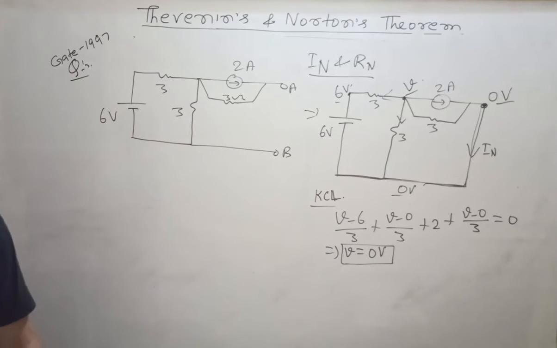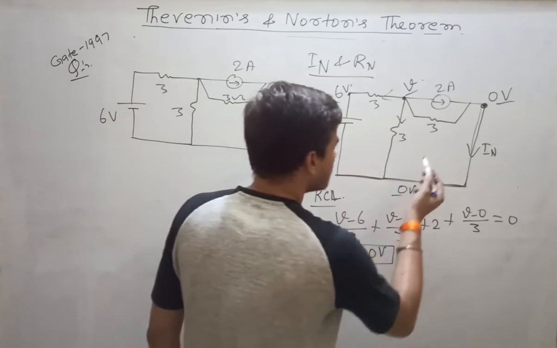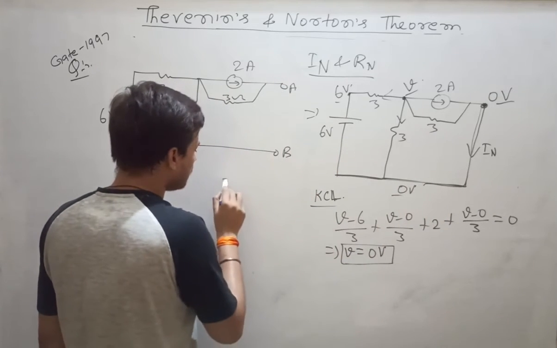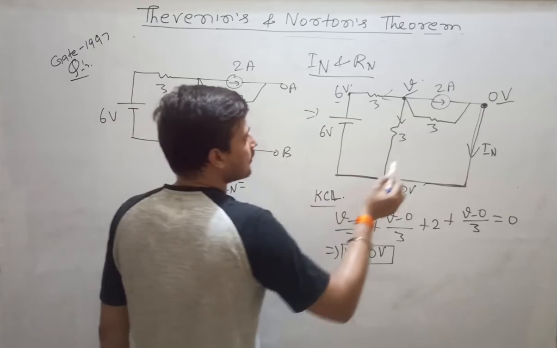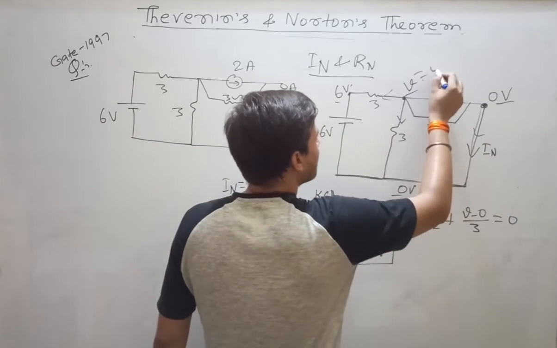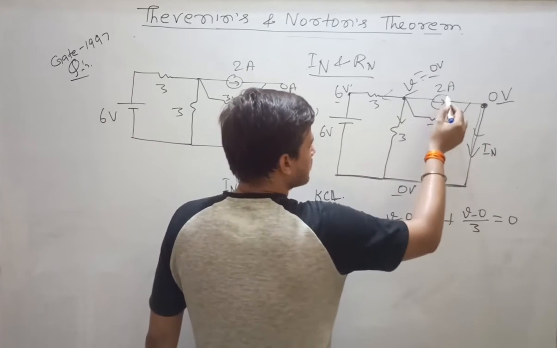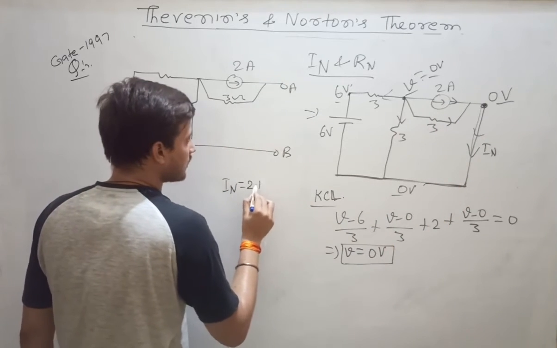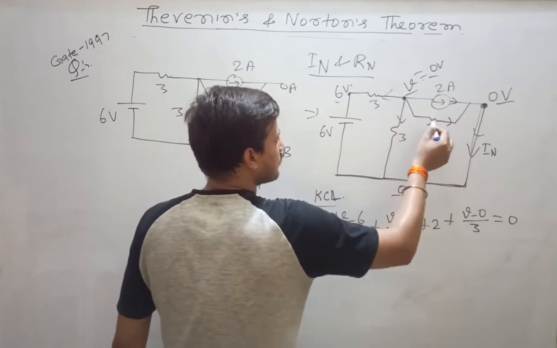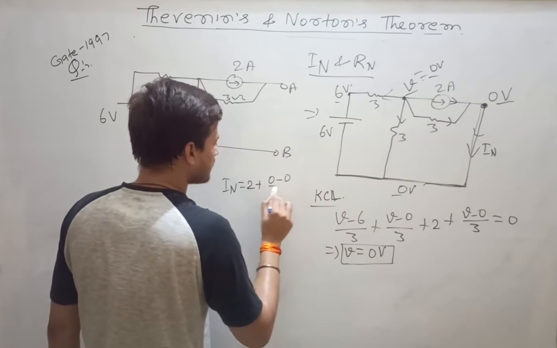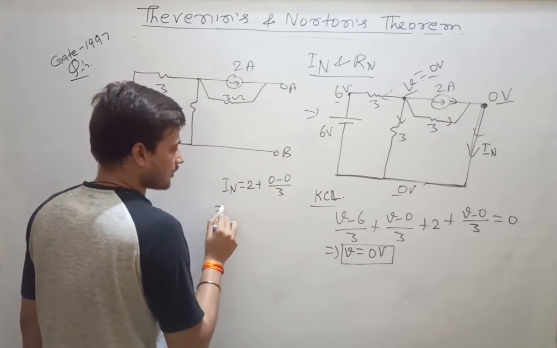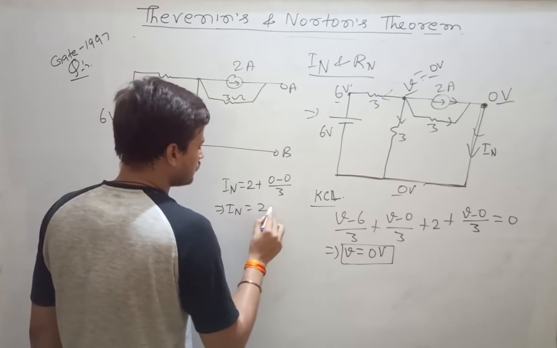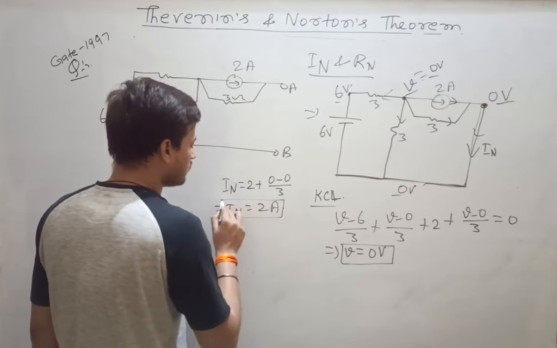So once you get V equal to 0 volt, what will be the value of Norton's current? Norton's current IN will be the sum of these two currents. So here it will be 2 plus this current (0 minus 0) divided by 3. That means IN is equal to 2 ampere.